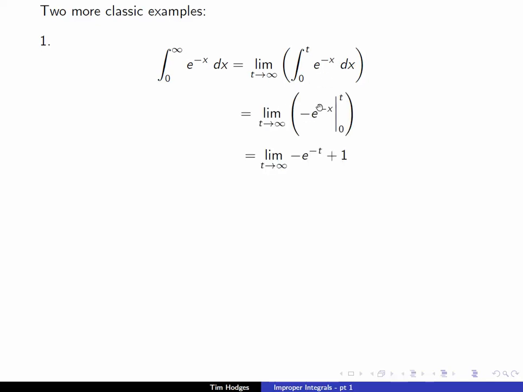The antiderivative of e to the minus x is minus e to the minus x. We want to evaluate that between 0 and t. When we do that, we get negative e to the minus t, minus negative 1. So that's minus e to the minus t plus 1. As t goes to infinity, this thing tends to 0, just yielding 1. So again, the area under the curve e to the minus x from 0 to infinity rather neatly turns out to be exactly 1.